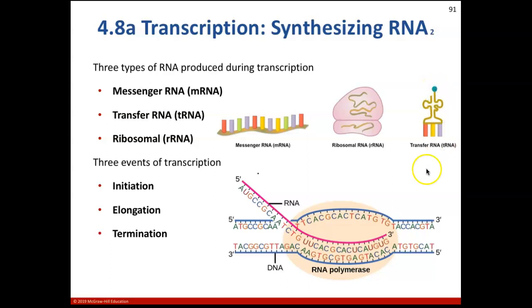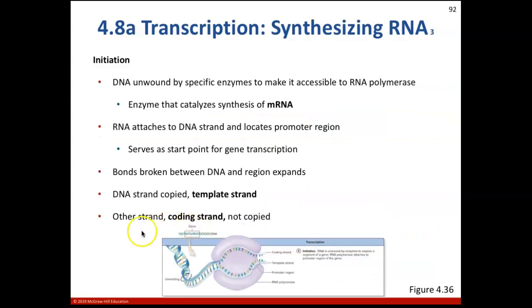So there are 3 events in transcription. They are initiation, elongation, and termination. So let's take a look at how this process takes place. With initiation, we are going to see that DNA is going to become unwound by specific enzymes to make it accessible to RNA polymerase, which is pictured in the purple over here. The enzyme is going to catalyze the synthesis of mRNA.